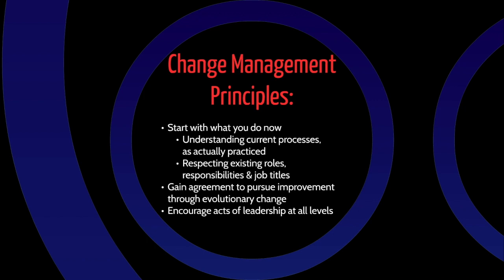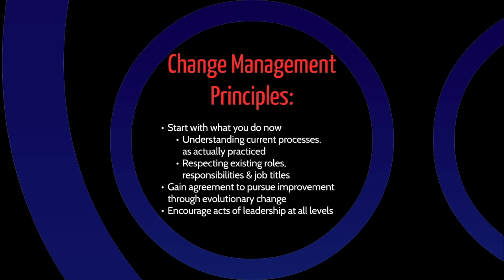Gain agreement to pursue continual improvement through evolutionary change means that we need to get everyone to buy into the cost and time implications of improvement activities. We're also looking to make intrinsic change rather than extrinsic change. This is because the changes are much more likely to happen if they come from ourselves rather than being forced upon us by an extrinsic factor, usually a senior manager, for example. We see the need for an improvement in a particular area of the system, and then we come up with the changes to make that improvement ourselves.